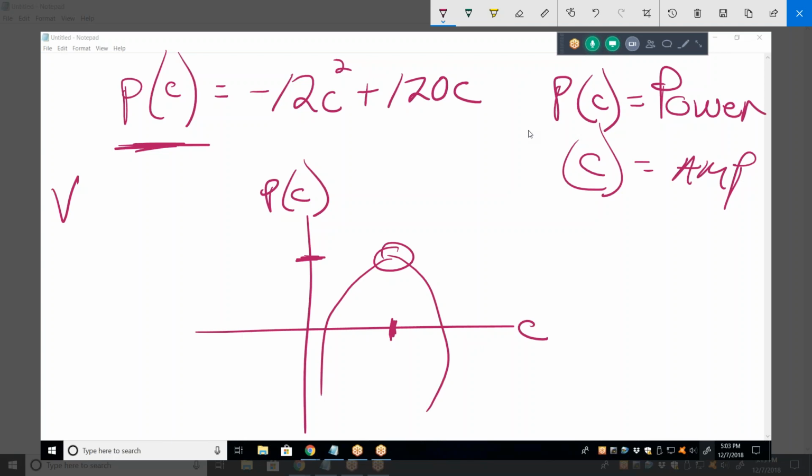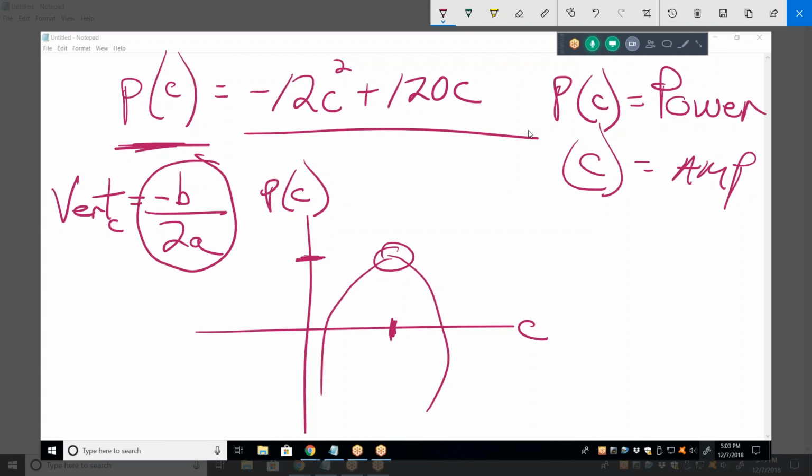So the horizontal component of the vertex is, what's the general formula for the vertex? Minus b over 2a. This is what you've got to memorize. They'll always give you those, but you've got to know this. So what is that?